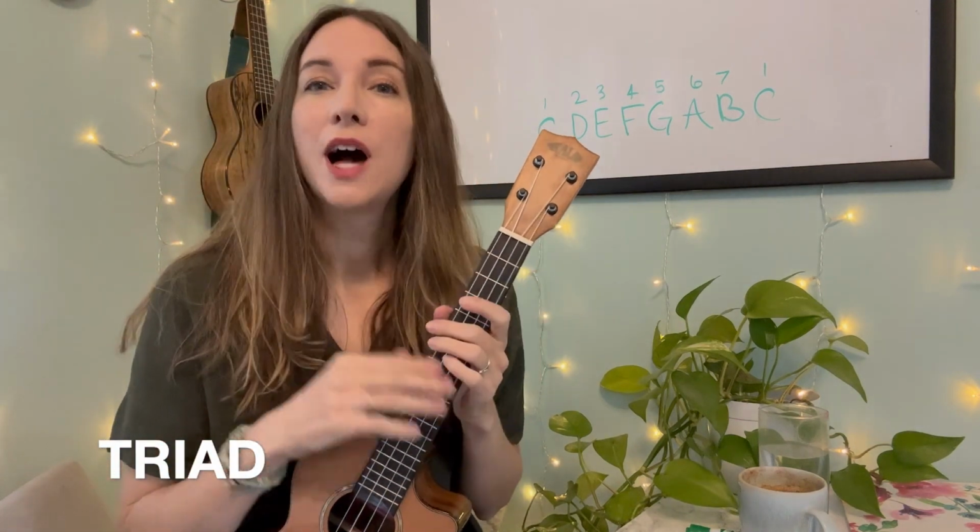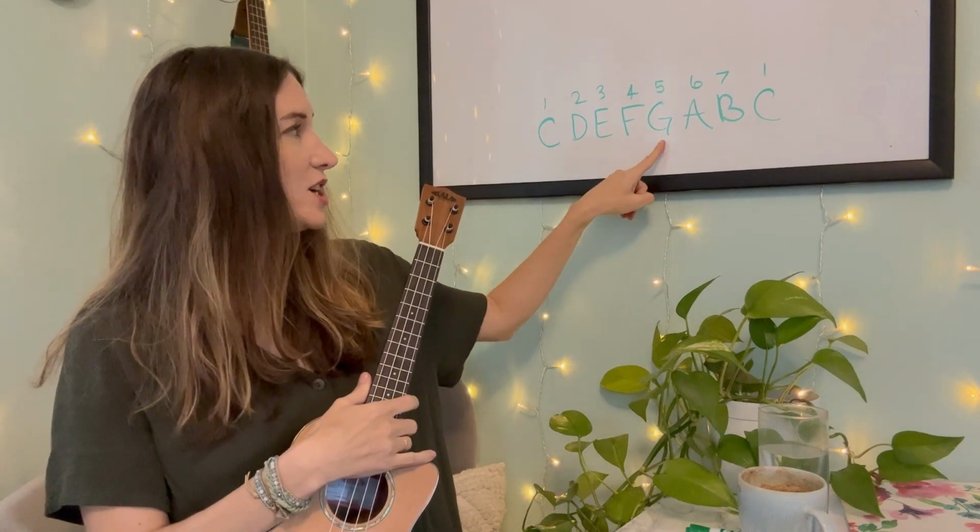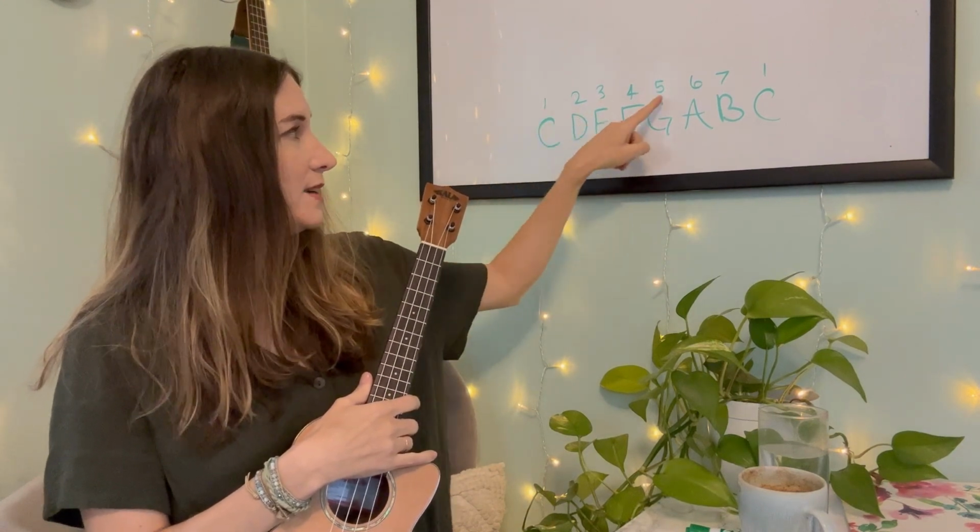When we just play our normal C major chord, we're actually playing a triad. Tri means 3, right? So a triad is made of 3 notes. So in this case, we've got C, E, and G. That's 1, 3, and 5. So that's our basic C major triad, 1, 3, and 5.